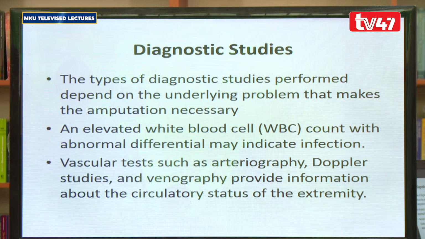Vascular tests such as arteriography, Doppler studies, and venography, all these are important so that they can show you to what extent, to what level we have the blood supply. Because it is at that point where we do have the blood supply that will guide us whether we should do the above knee amputation or below knee amputation.